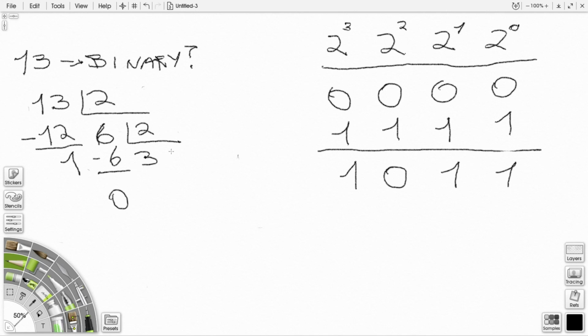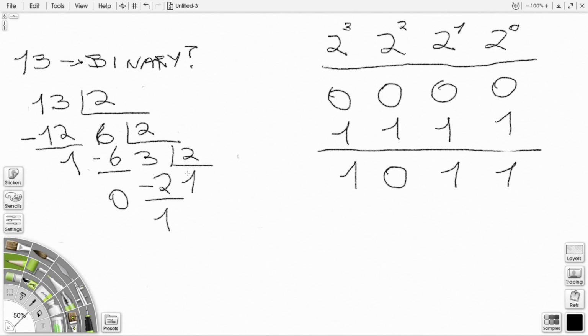Now, let's divide 3. 3 divided by 2 is 1. 2 here. 3 minus 2 is 1. Do you agree? All right. So now we have the number 1, and you can't get any lower than that.